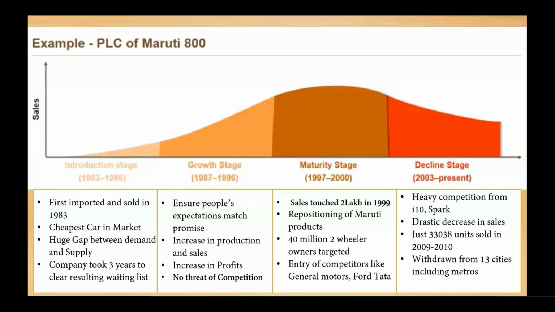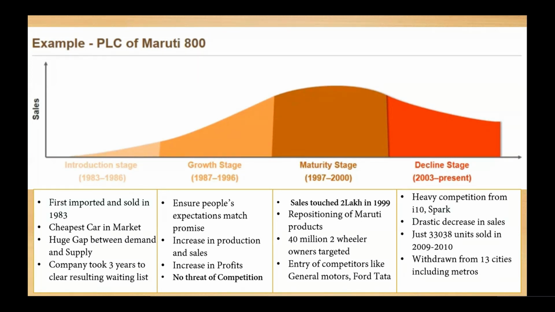Then, from 1987 to 1996, Maruti 800 was in the growth stage. People loved the car after purchasing it. It again had organic growth. They recommended the car to all their friends and relatives. Everybody wanted to purchase Maruti 800. It exceeded the expectations of people. The production and sales increased from 87 to 96. There was an increase in profit, and at this time they did not have any threat of competition.